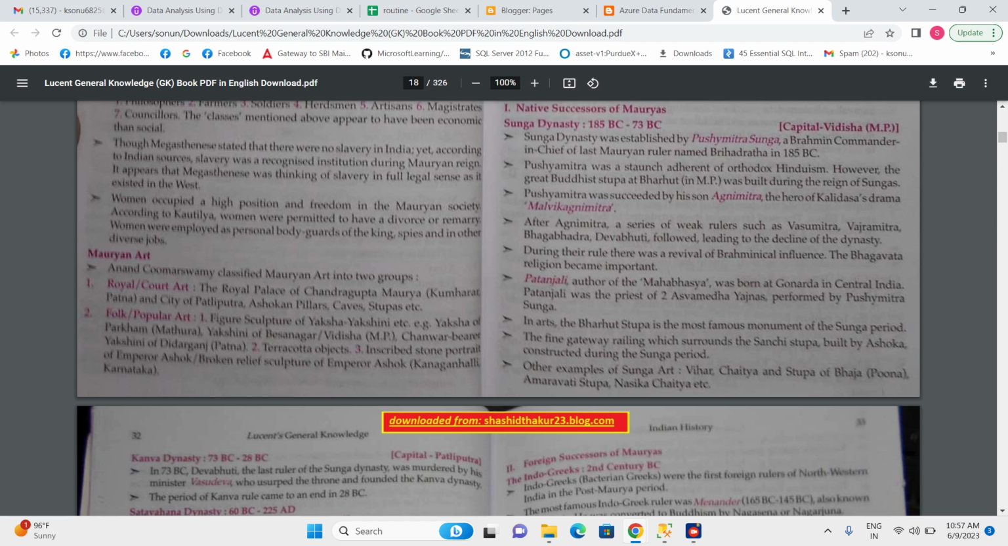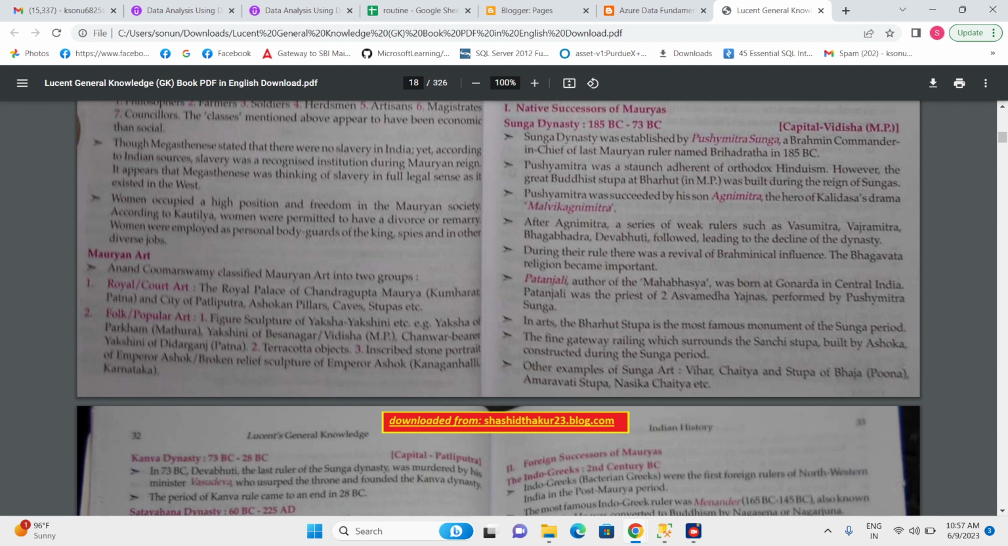So let's start with the Satavahana dynasty. This is very important from the point of view of any examination. The capital of the Satavahana dynasty was Pratishthan, Maharashtra, and the founder was Simuka. So this is a very important point. Who was the founder of the Satavahana dynasty? Simuka. Now some of the important rulers of the Satavahana dynasty.